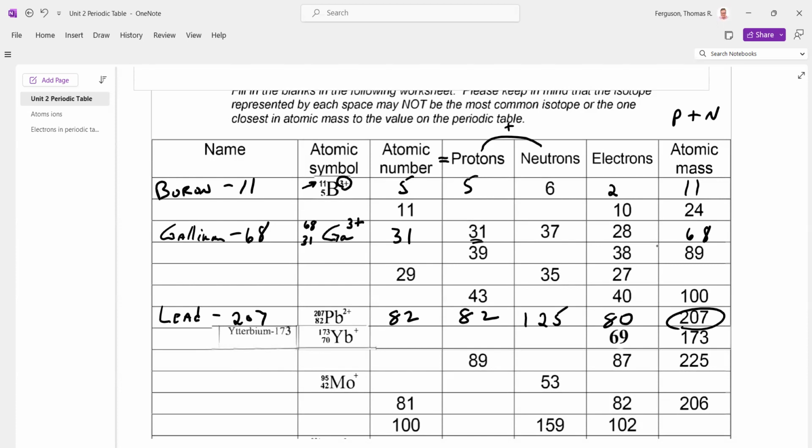Okay, so when you have a name of something like lead dash 207, there's no connotation of charge there. Only when you see the symbol over here. Sometimes people will put a charge here, but normally they don't. Sometimes they do. Okay, so why don't we spend 10 or so minutes and just practice some of these.